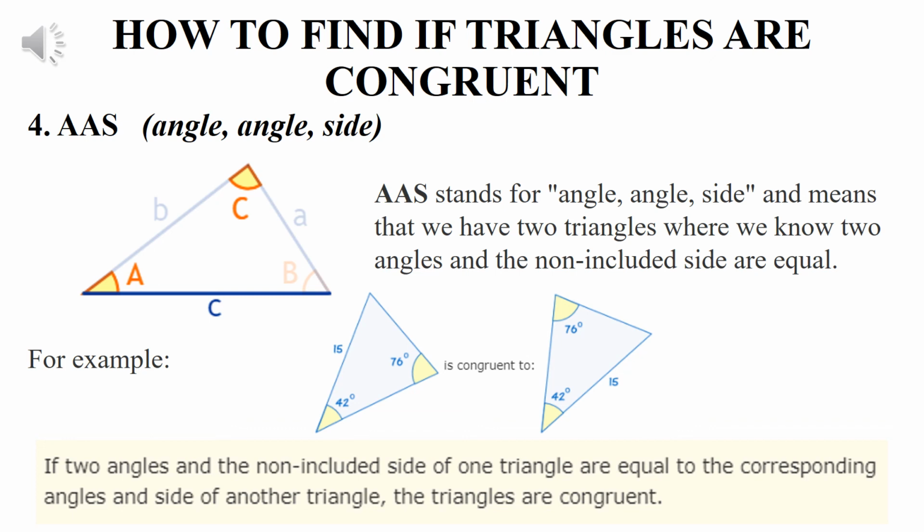4. AAS, angle, angle, side. AAS stands for angle, angle, side, and means that we have two triangles where we know two angles and the non-included side are equal. For example, 15, 42 degrees, 76 degrees is congruent to 76 degrees, 42 degrees, and 15. If two angles and the non-included side of one triangle are equal to the corresponding angles and side of another triangle, the triangles are congruent.